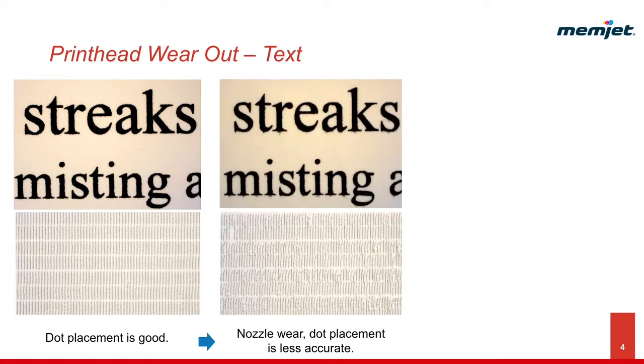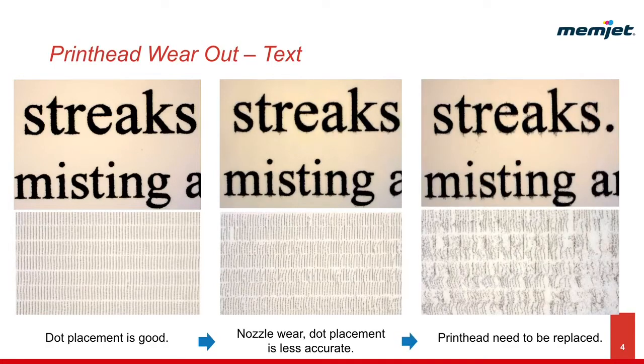As the printhead is used, the nozzle wears, and the dot placement becomes less accurate, resulting in print artifacts. In this example, we see little tails at the trailing edge of the letters. Looking at the corresponding nozzle pattern, we see the dot placement is becoming less accurate, and we actually refer to this as misdirection.